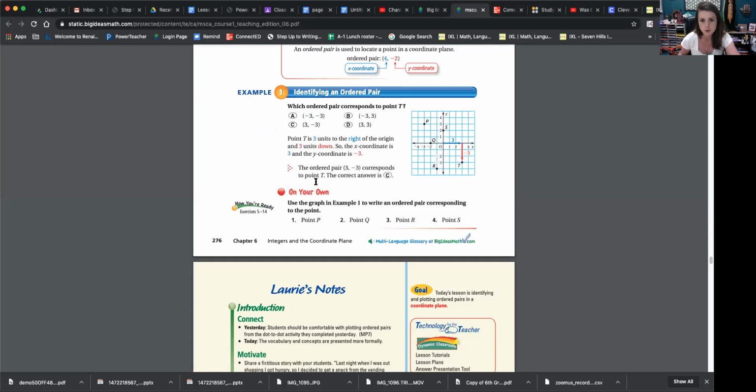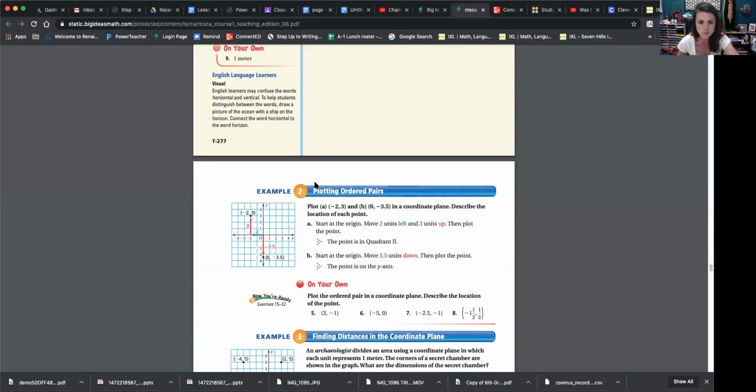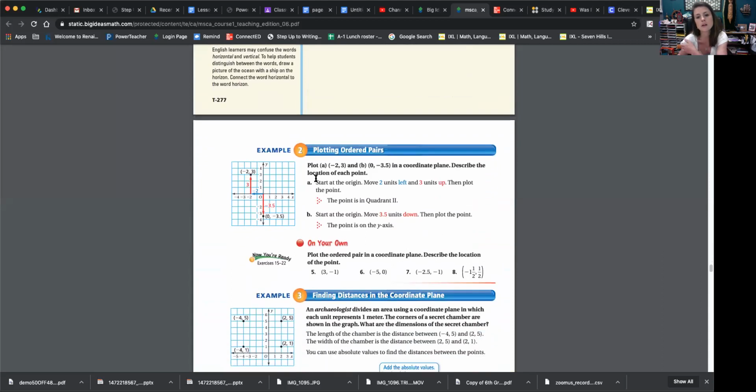So let's go to a few more examples. Let's go to plotting ordered pairs. So now they might ask you to plot more than one. It says plot A, B. Okay, so we have two different coordinates. So the first one, -2 is my x and 3 is my y. So I need to go -2 and then up 3. And that would be where I would plot that.